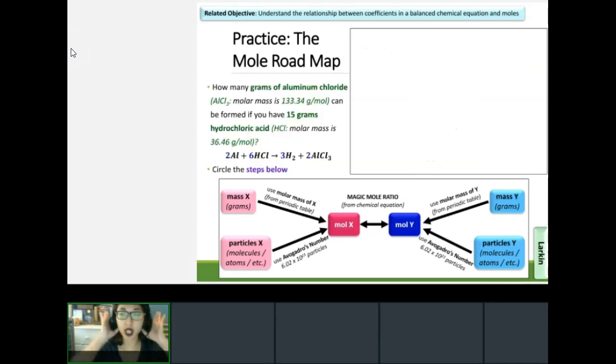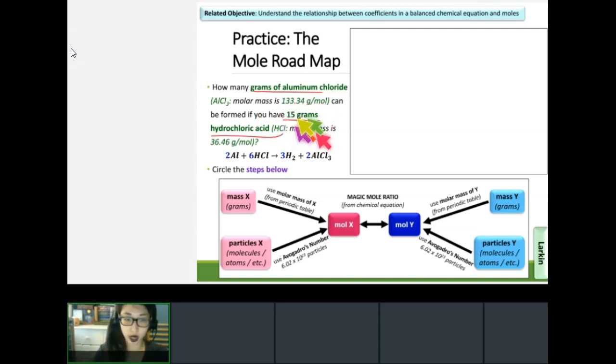So how many grams of aluminum chloride can be formed if you have 15 grams of hydrochloric acid? So let's take a look here. Point for me on the board. What are we starting with? What number do I already have a number for? There we go. I got 3, 4, 5, 6 people up on the board. Let's get some more people up there. If you need to, you can tell me in the chat.